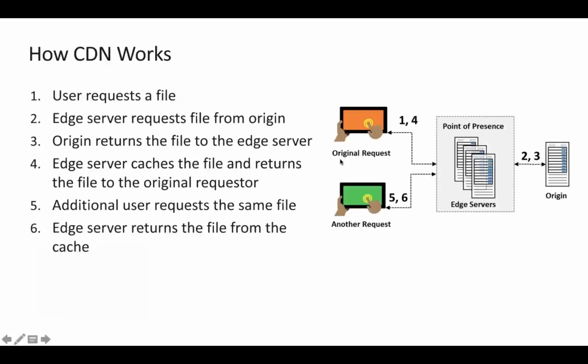In this case, the successive requests coming from the same user or from other users will be resolved by the cache server, because now the content has been cached there. This way, we can reduce the latency between the actual requester and the actual origin side.